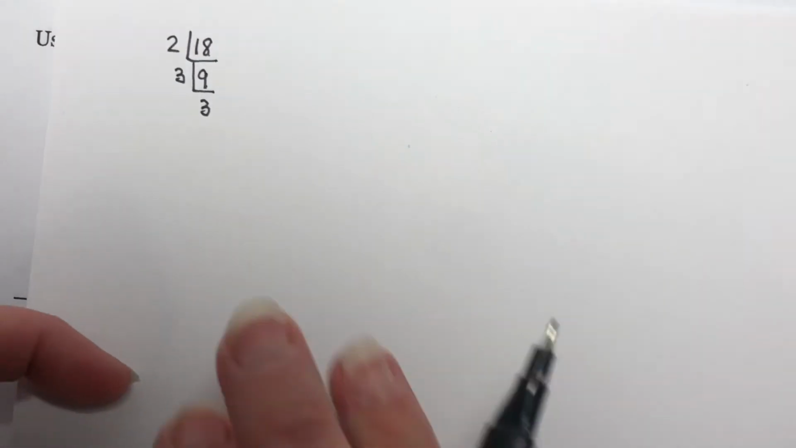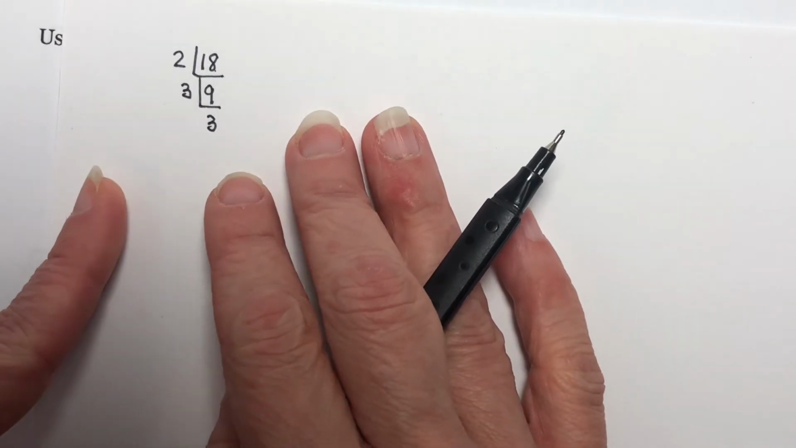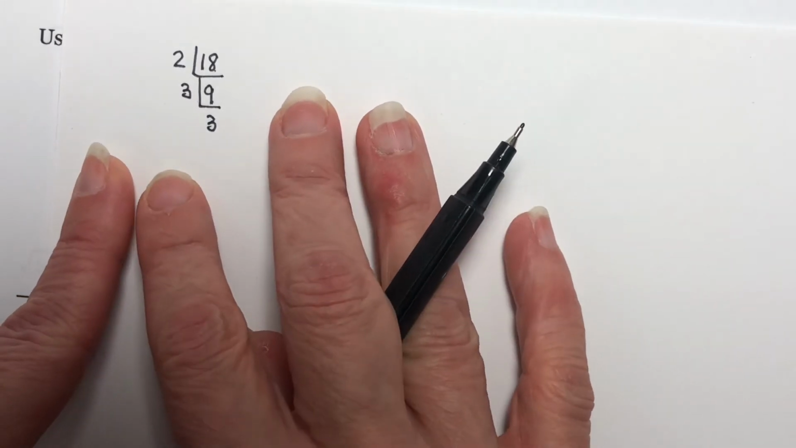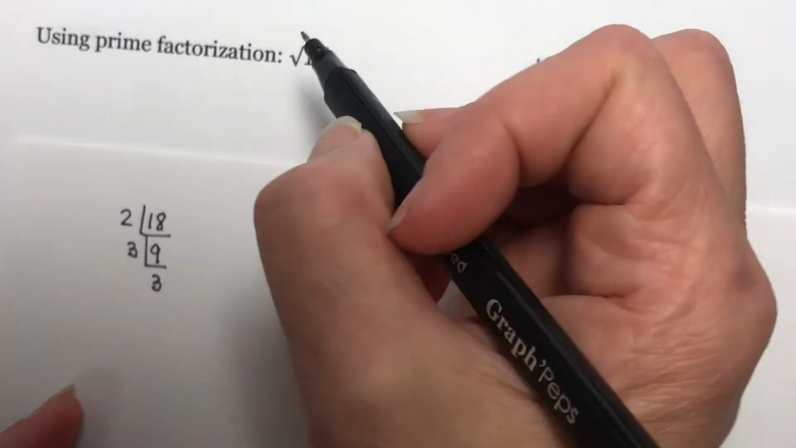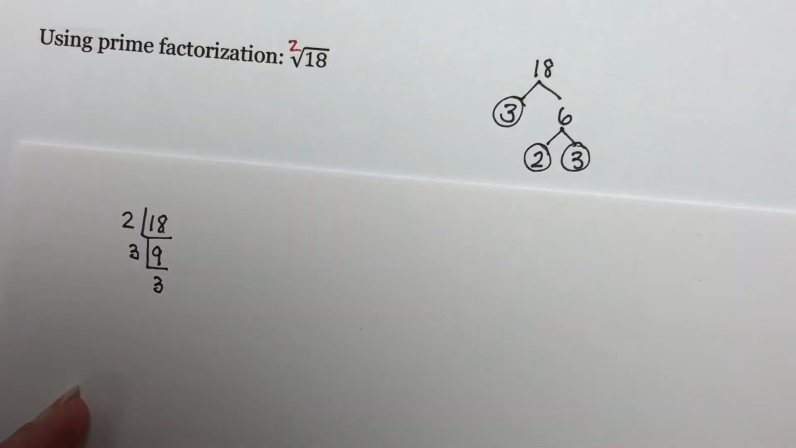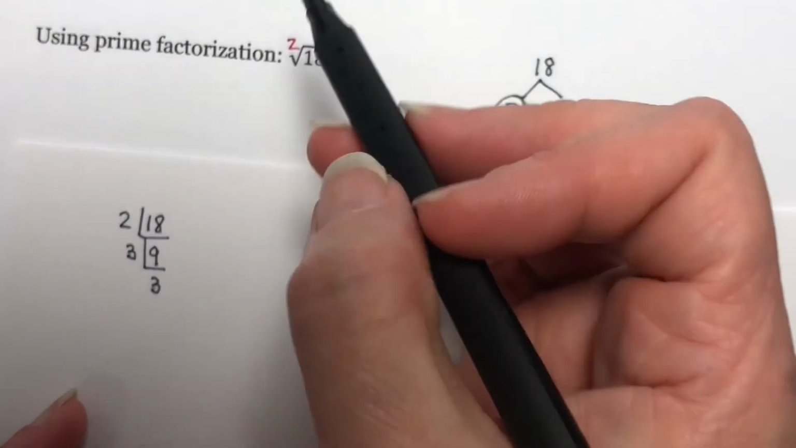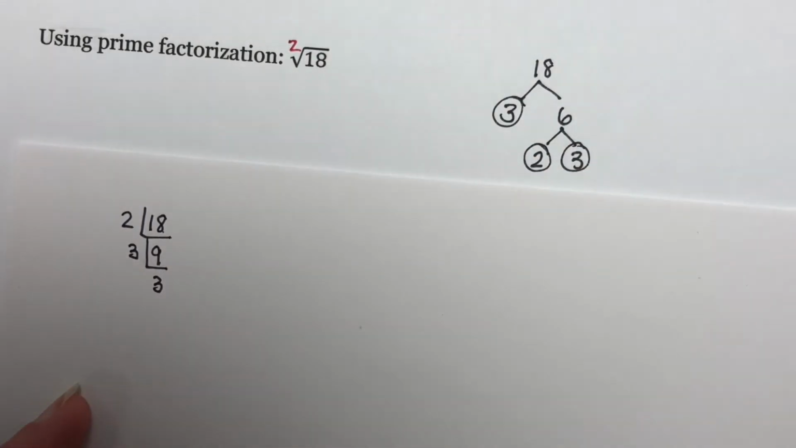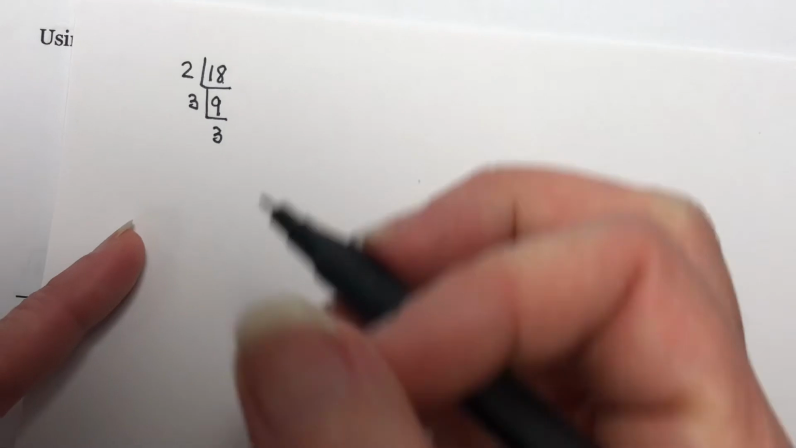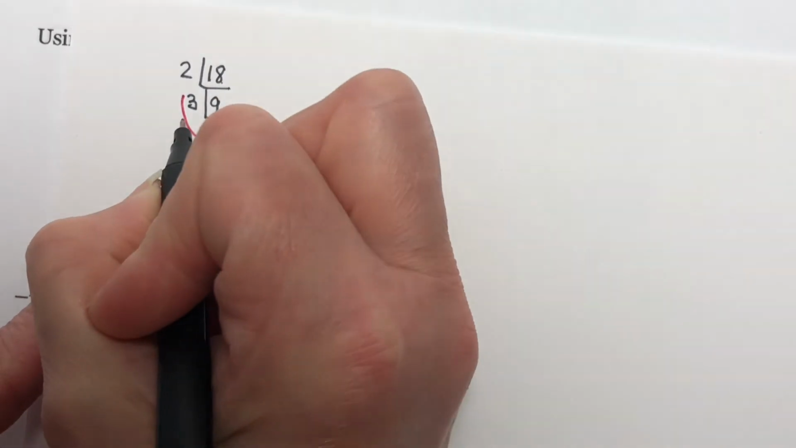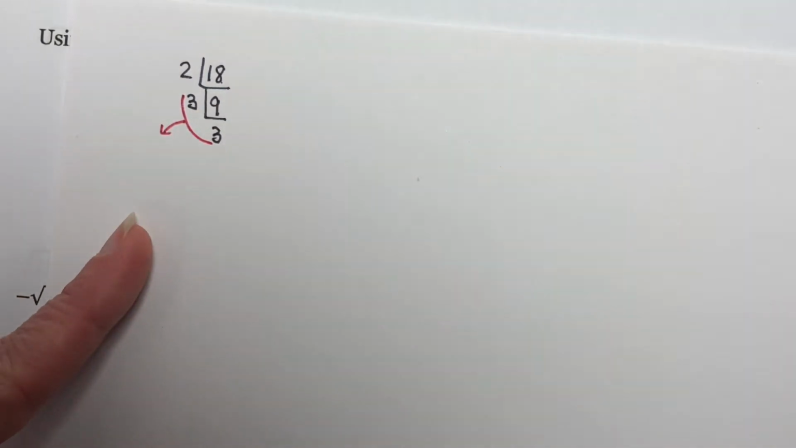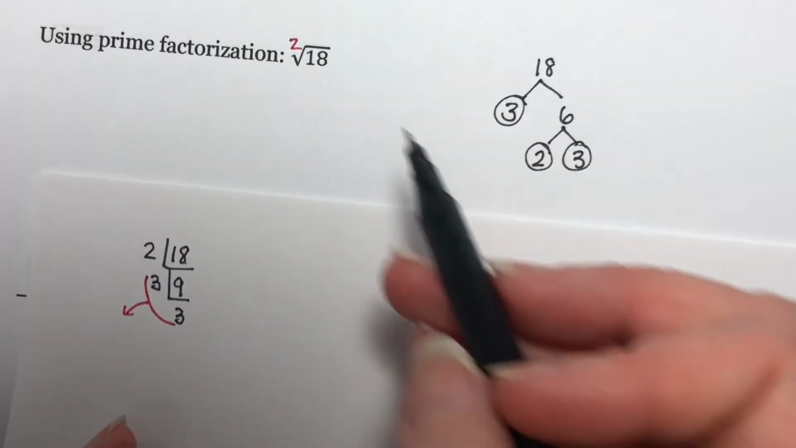Okay? Now, I know this is a lot of explanation for this, and you might think the other method is quicker, but it's generally not. What we're going to look for here is, since our index is 2, since we're talking about a square root, we're going to be looking for pairs. If this were a cube root, I'd be looking for 3 of a kind. If it were a 5th root, I'd be looking for 5 of a kind. Here I have a pair of 3s, okay? If you have a pair, it's going to move to the outside of the radical, and you write it down once.